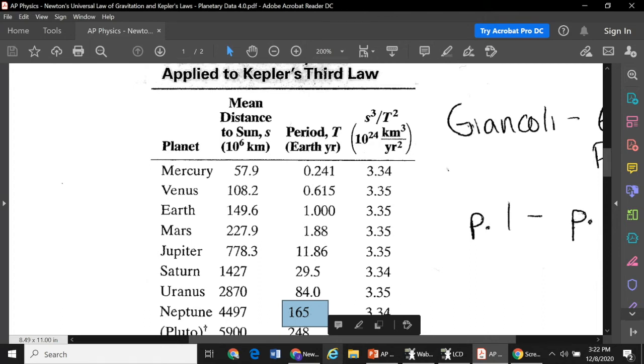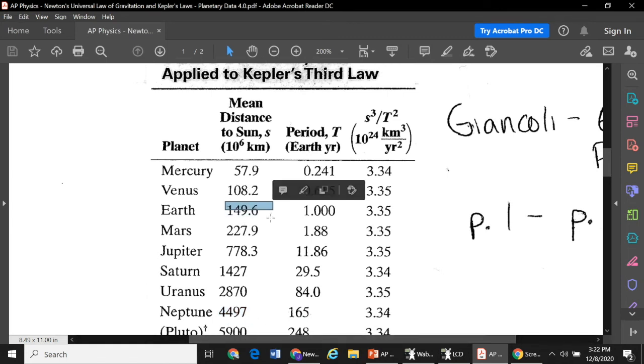Now, notice we didn't get the exact same number, 165, because we rounded that off to 4.5 times 10 to the 9 kilometers, and we rounded this to 1.5 times 10 to the 8 kilometers. The rounding makes our answer a little different, but other than that, we're right on the money.